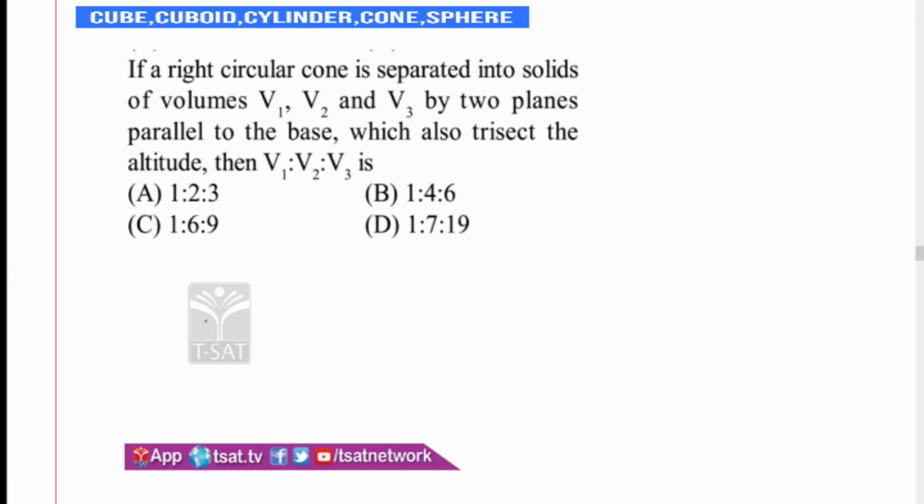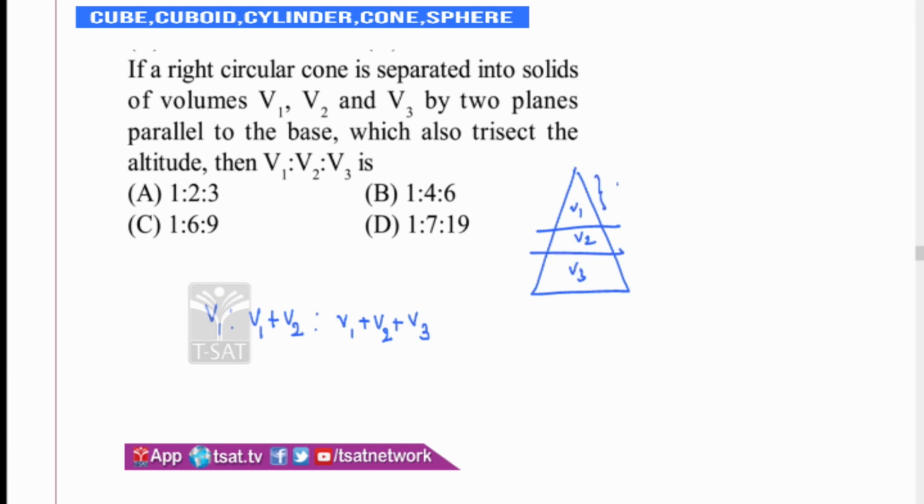So if you look at it, I told you this V1 is to V1 plus V2, V1 plus V2 plus V3. While explaining the properties of a cone, if you are trisecting it by using 2 planes, this is V1, V2, V3. So V1 is a cone, V1 plus V2 is also a cone, V1 plus V2 plus V3 is also a cone. Now how do the radius and height vary? It is in the ratio 1:2:3.